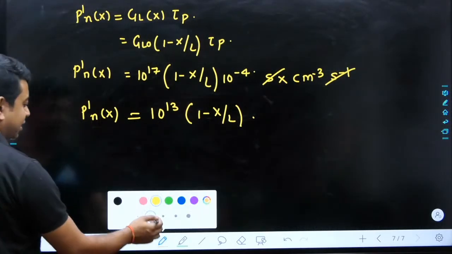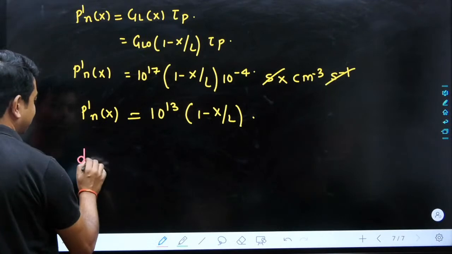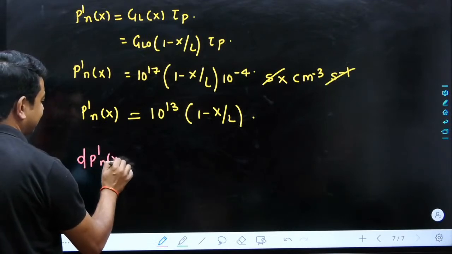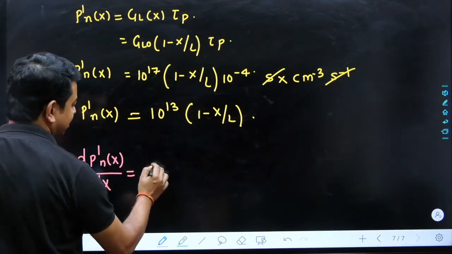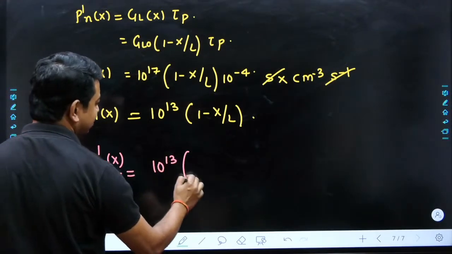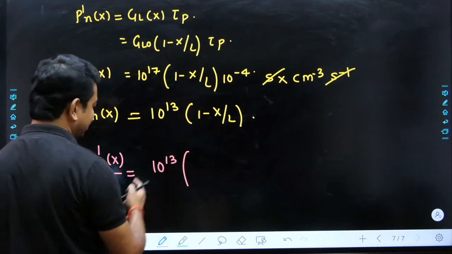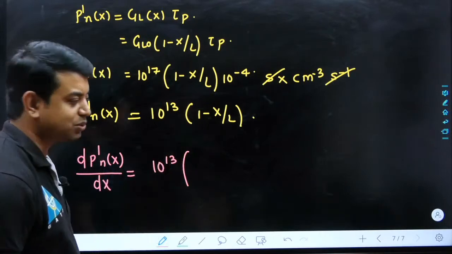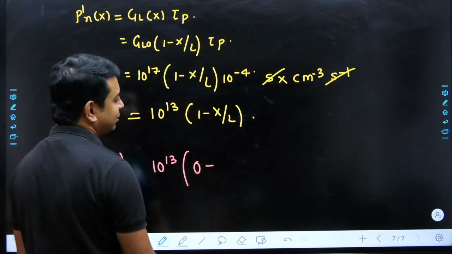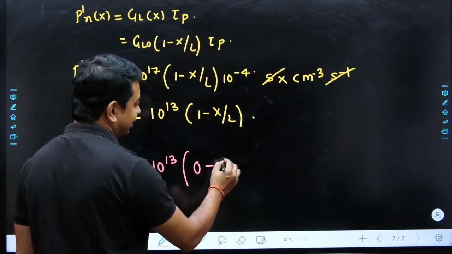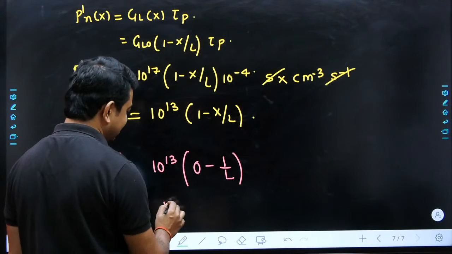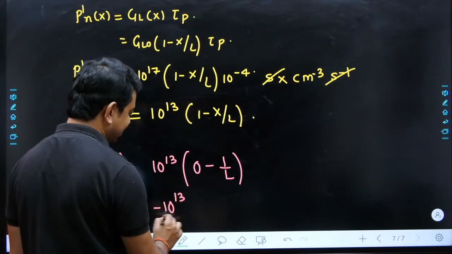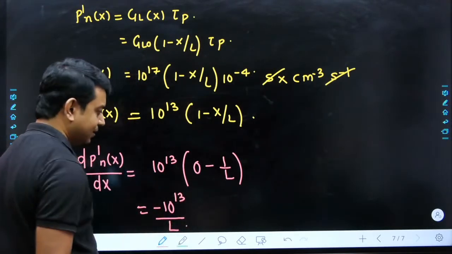Now we don't require this formula, because we need dp'n(x)/dx. We just need this one. So how to get this one? This is 10 to the power 13, which is constant, and this is 1. The derivative of 1 with respect to x will become 0, and the other term will become x/L. That means we are getting 1/L. That means we are writing this as 10^13 with a minus sign divided by L.